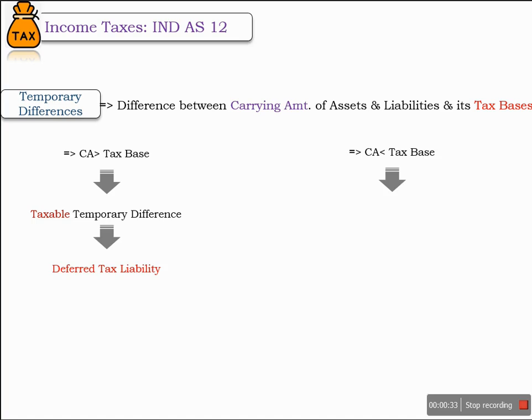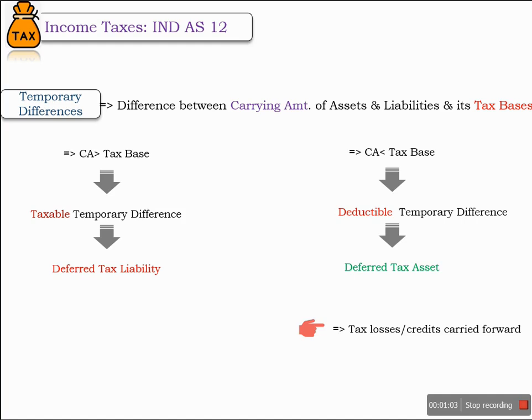On the other side, where the carrying amount is less than the tax base, it will result in deductible temporary differences. For example, in case of preliminary expenses, we have booked it in the profit and loss account and there is no carrying amount of that, but it is deductible as per the tax base in later period. So it will result in deferred tax assets. Another example of deferred tax assets are where we have the tax losses and unused credits that we need to carry forward. So in this case also, we will generate the deferred tax assets.